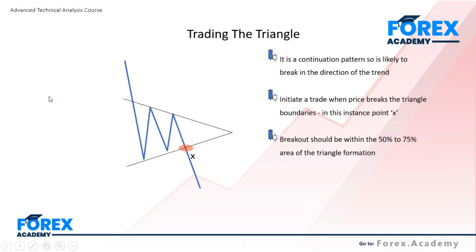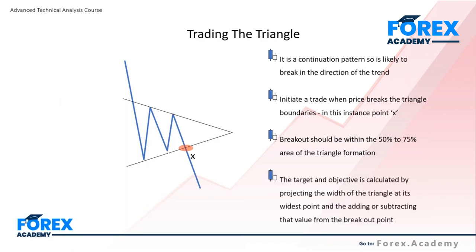We can also calculate an objective based on the pattern, and this is simply the width of the triangle at its widest point, i.e. at this end point over here. You take the vertical distance, and then you project it lower at the point of the breakout, and that will give you an objective based on the pattern.